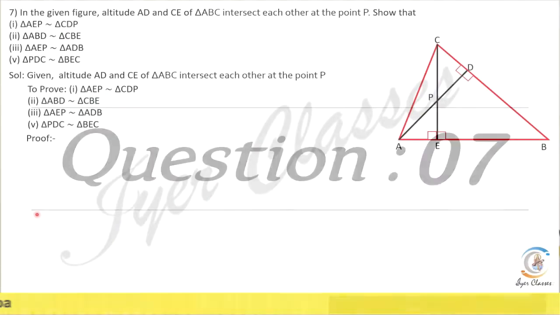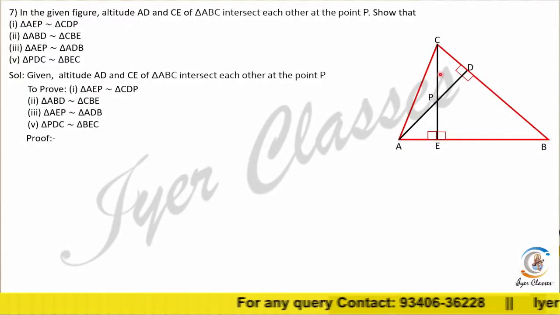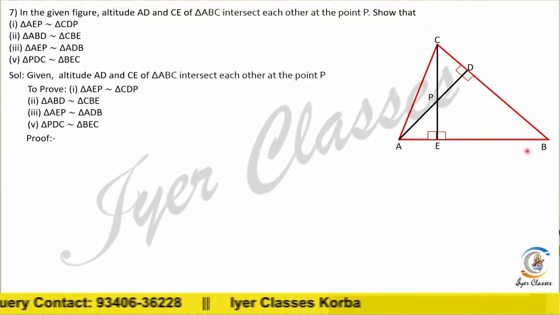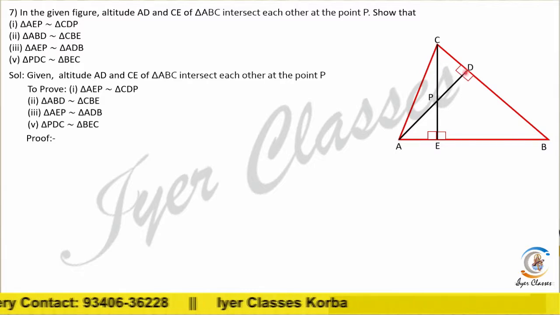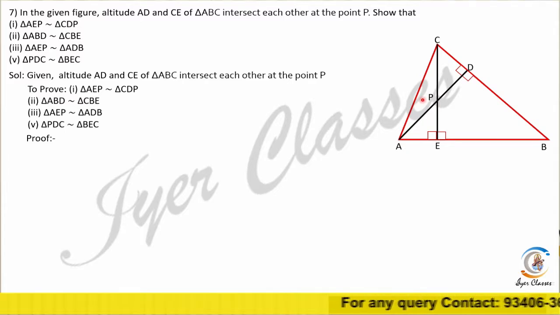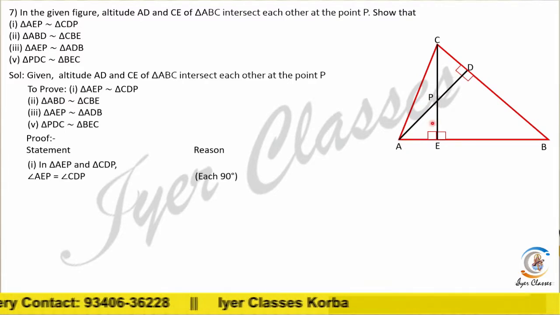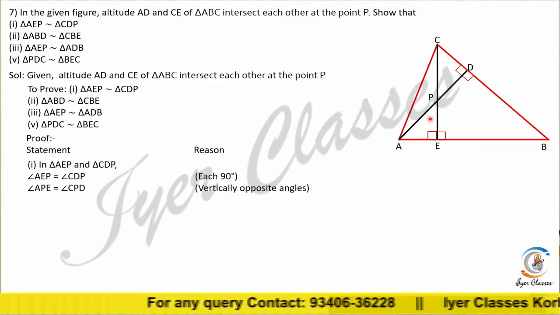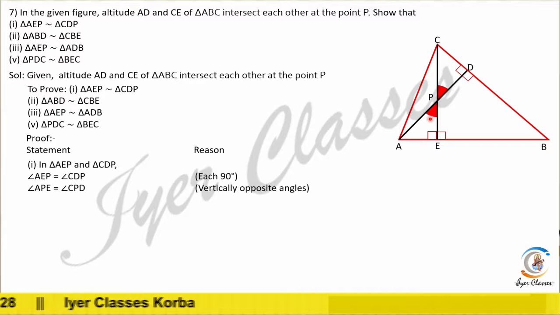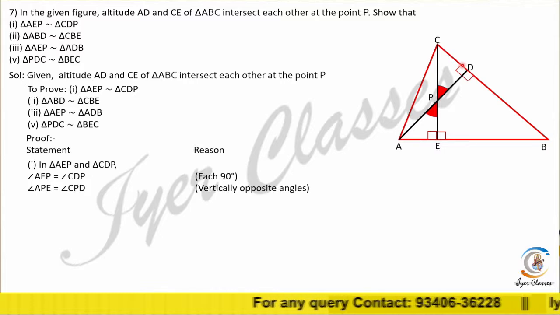Question number 7. In the given figure, altitudes AD and CE of triangle ABC intersect each other at P. You are supposed to show that triangle AEP is similar to triangle CDP. These two triangles are similar. The first question, right? Now, what you can see here is that two angles of these two triangles are 90 degrees, because we know that AD and CE are perpendicular to each other. So each of these angles is 90 degrees, and also angle APE and angle CPD are both equal, meaning what? It is a vertically opposite angle.